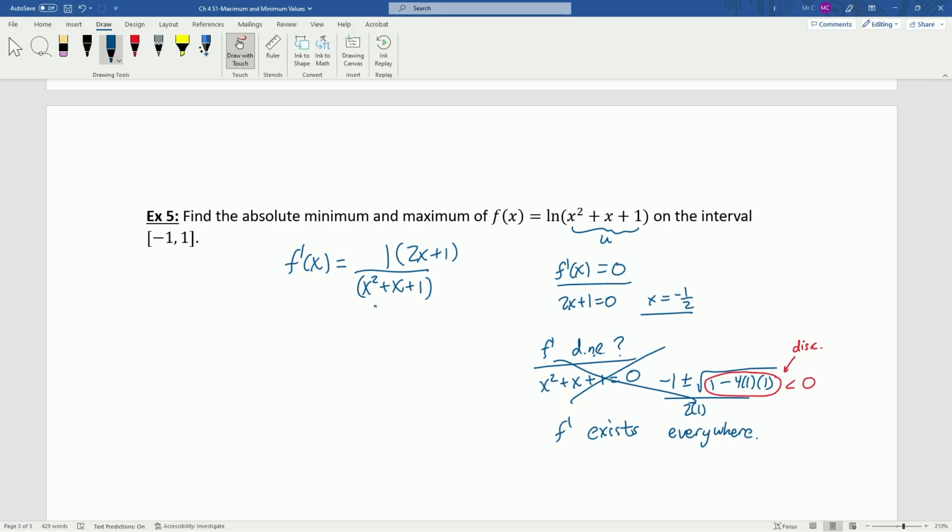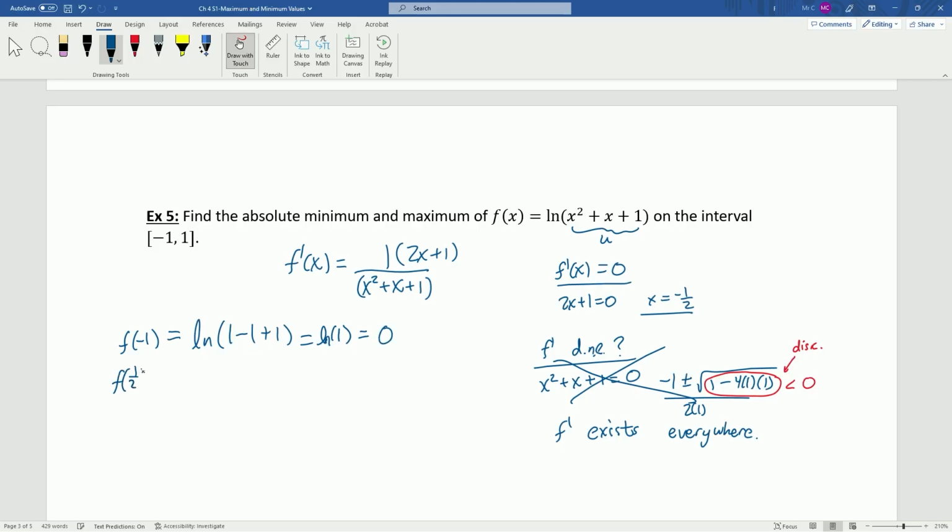Okay, now with that out of the way, let's tackle the rest of this. So we've got one critical number, x equal to -1/2, and we've got to check our endpoints. So I check -1, I get the natural log of 1 minus 1 plus 1. Oops. That's ln of 1. And ln of 1 is 0.